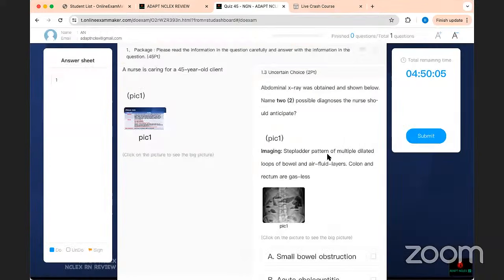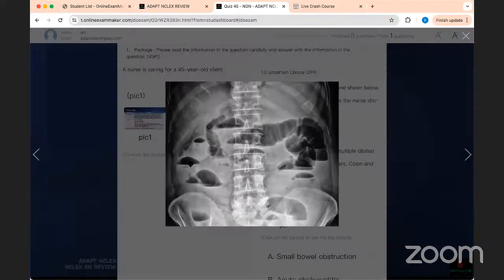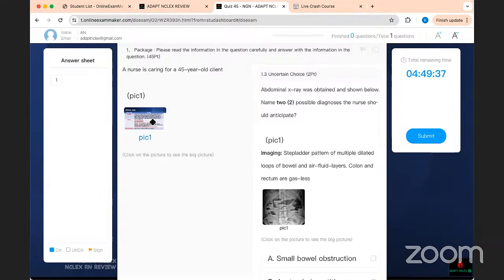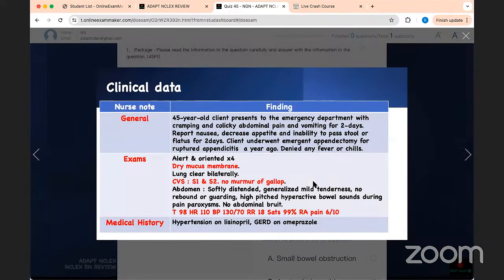It's a steep ladder pattern of multiple dilated loops of bowel and air fluid layers, and the colon and rectum are gasless. This is what we call air fluid layers. There's air on top and the fluid at the bottom. This is what it looks like. So all the white stuff is fluid, the black stuff is air. Therefore, based on this X-ray and based on the history that we read, what do you think?